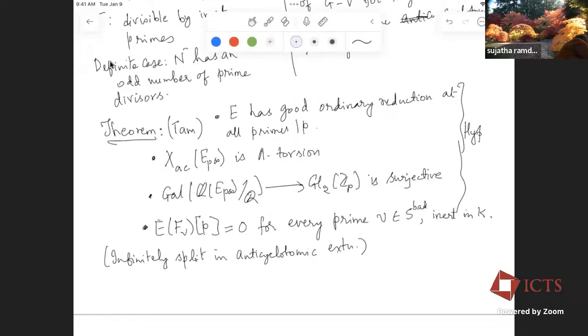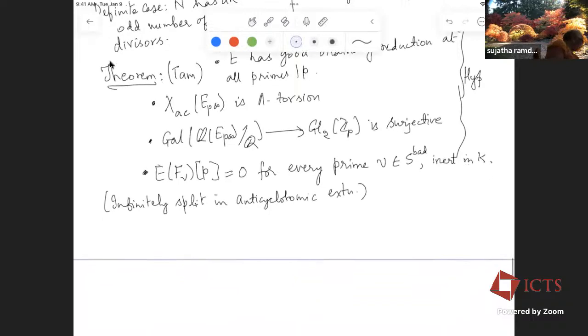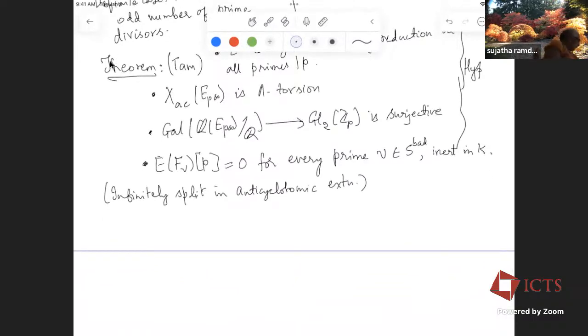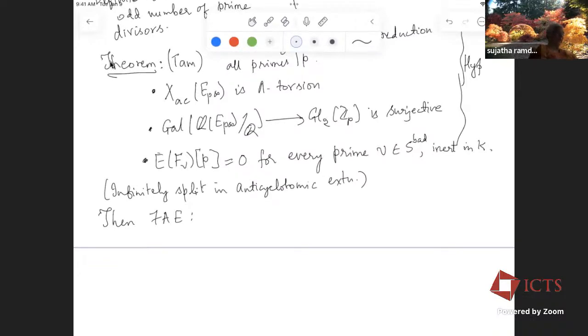then the theorem is the following. Then the following conditions are equivalent. Remember, in the ordinary setting and in the cyclotomic case, this being lambda torsion was the same as the defining sequence being surjective. So that holds even here. If that is surjective, then it is cotorsion. So that's the analog even here.